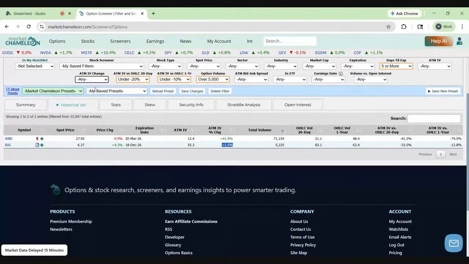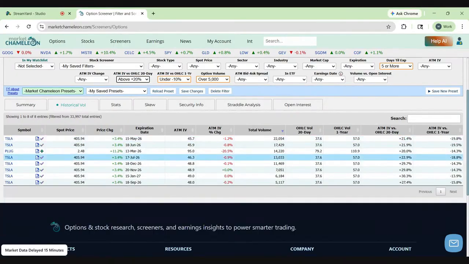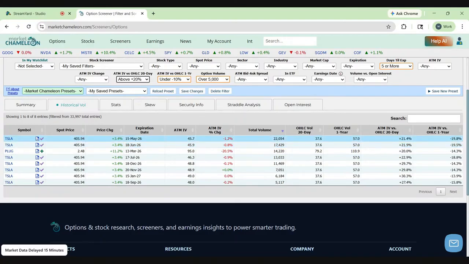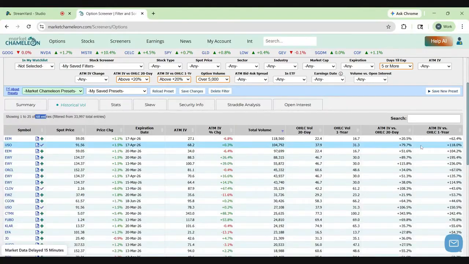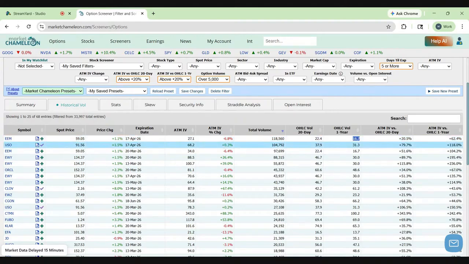Okay, let's uncheck that. We could go the other way, where now we require the implied volatility to be 20% above the historical vol. So you can see here at the money is above the 20-day vol. Could also require it to be above the 1 year vol. So now we got 68 entries where the implied volatility is trading at a significantly higher, at least by 20% higher, above its historical volatility range.